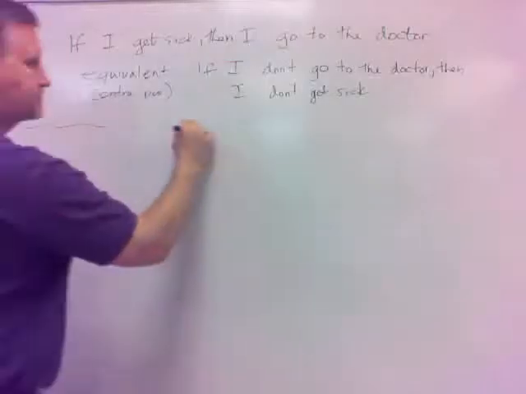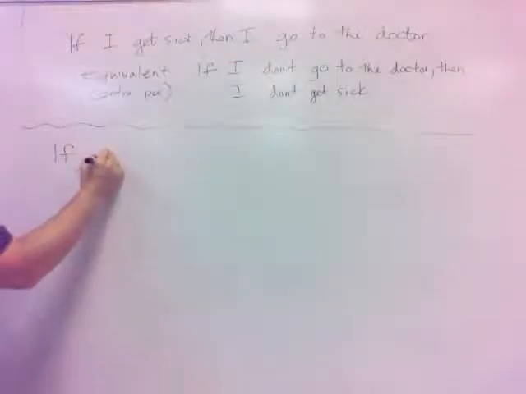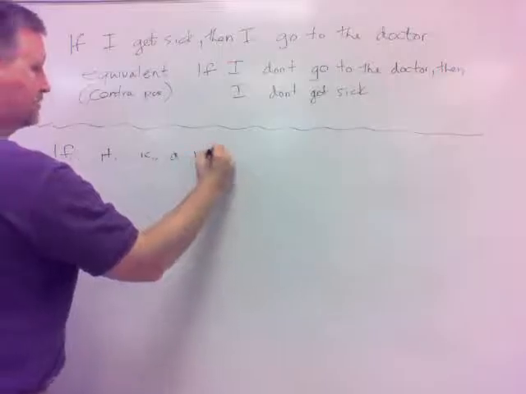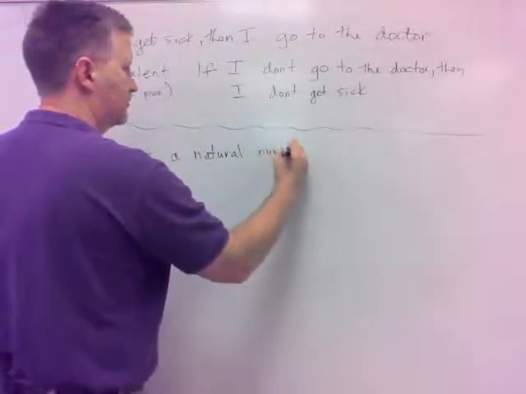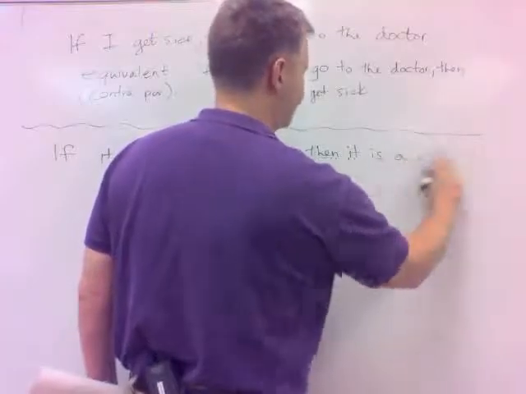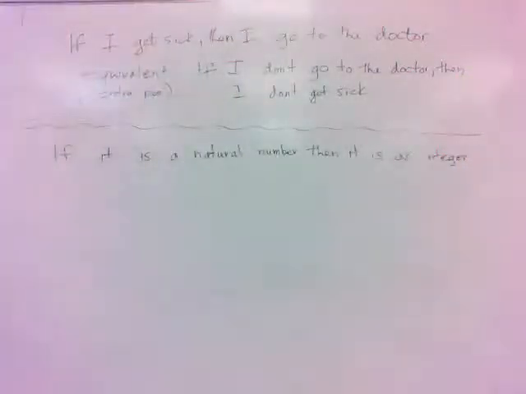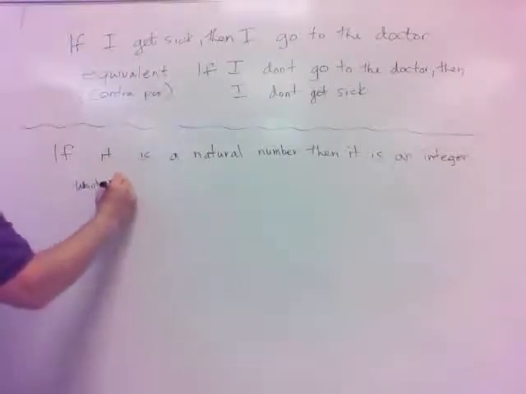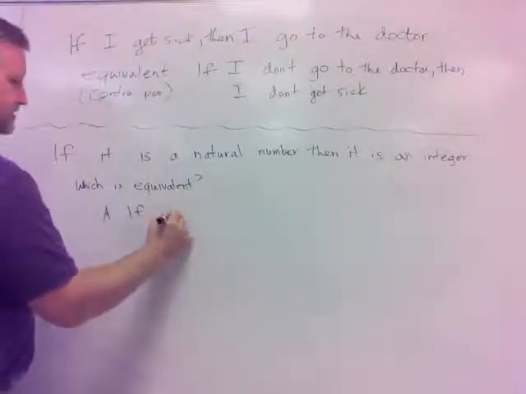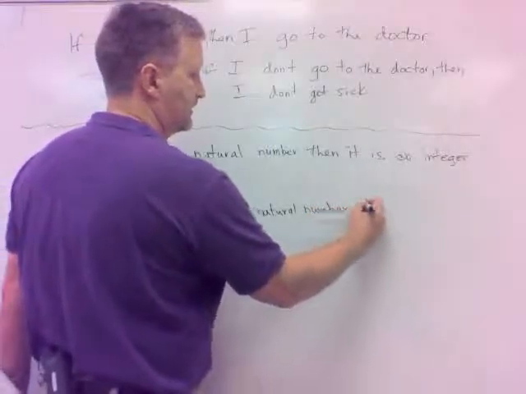All right, here's a similar problem, a little different version. If it is a natural number, then it is a counting number. I mean, if it is a natural number, then it is an integer. That's what I meant to say. If it is a natural number, then it is an integer. Okay? Which is equivalent to that? A. If it is not a natural number, it is not an integer.